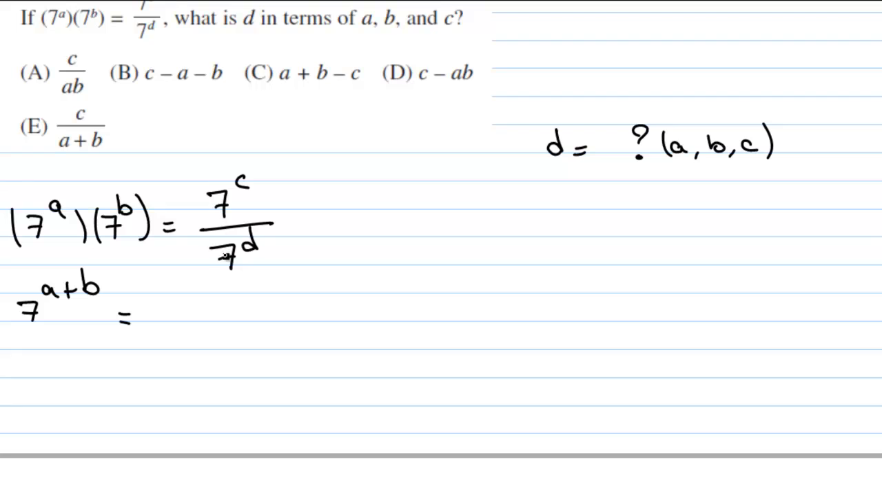The second one, this is the quotient rule, the second rule. So what do we do here? We subtract the powers. You can see that. Okay, that's rule number 2.